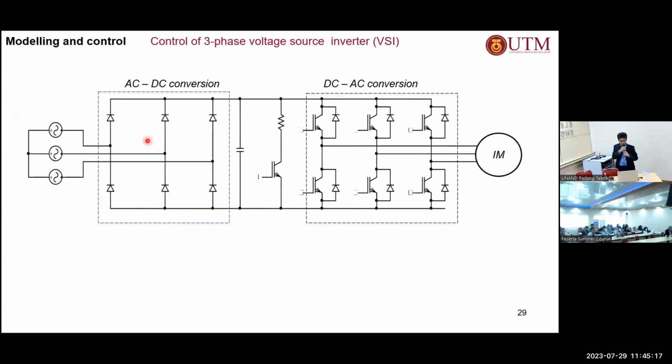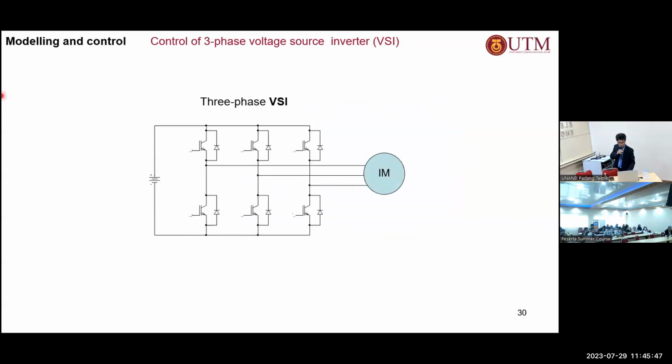So we're going to look at the modeling of the voltage source inverter, or VSI, a three-phase voltage source inverter. Again, this is showing a typical drive application with a diode rectifier as the front end converter. And then we have the DC to AC conversion, which is what we call the three-phase voltage source inverter. Okay, so this is the three-phase voltage source inverter. And how do we control that? Let's look at it more closely here.